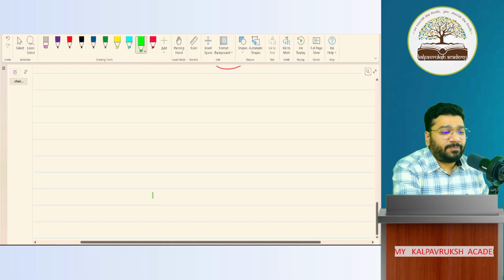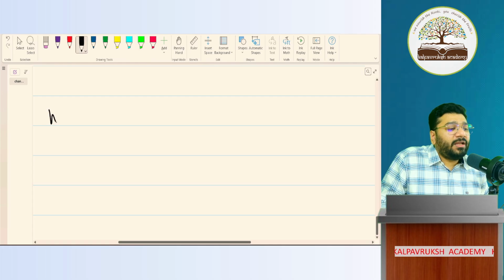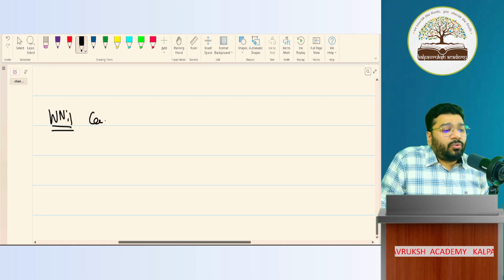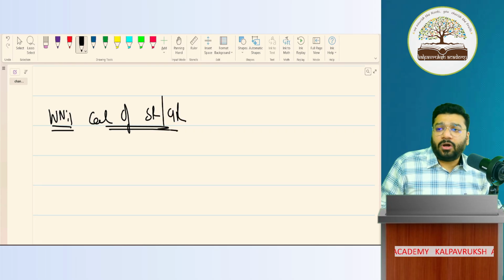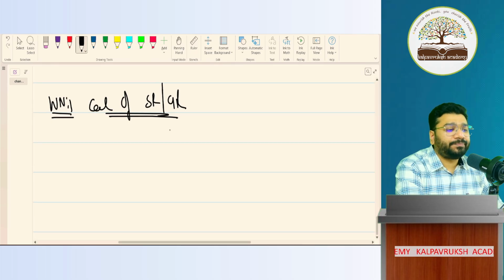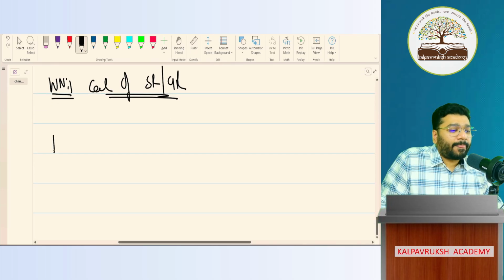Please take a fresh page and write the heading: Working Note Number 1. Calculation of sacrificing ratio and gaining ratio. Particulars.